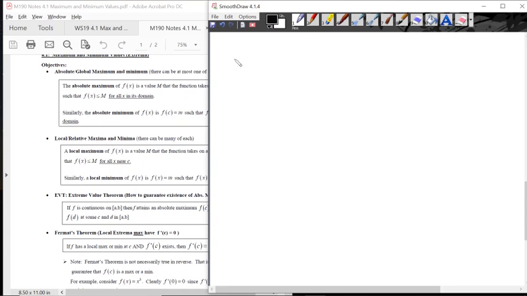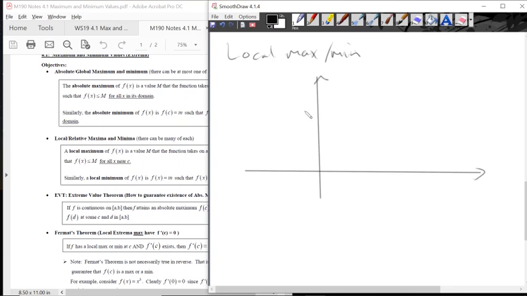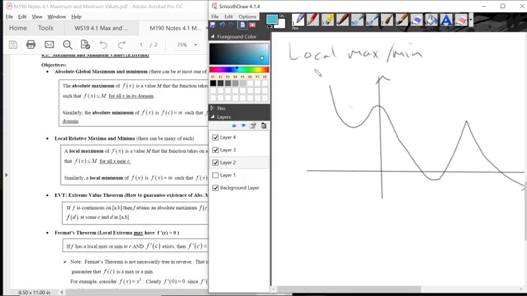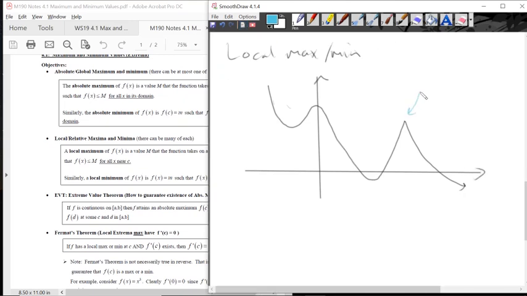Let's take a look at some local max and min possibilities. Local max and local min. Let's say I have a graph of a function. It comes down like this, maybe it goes up, down a little further, up, and then for something interesting, how about we go around a corner right there? All right, there's a corner.